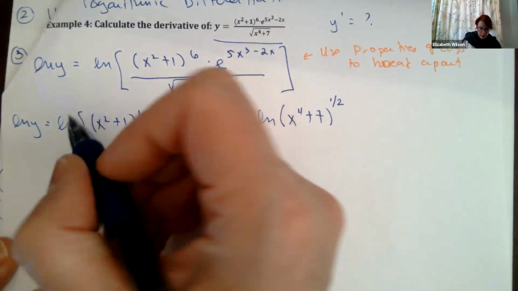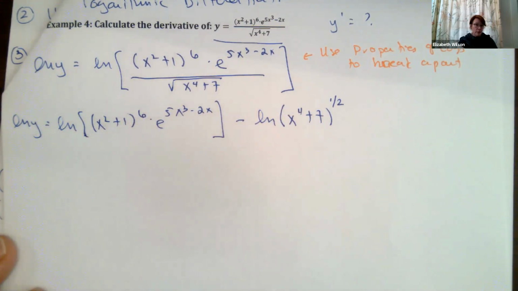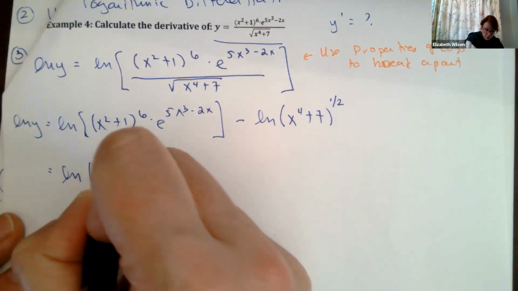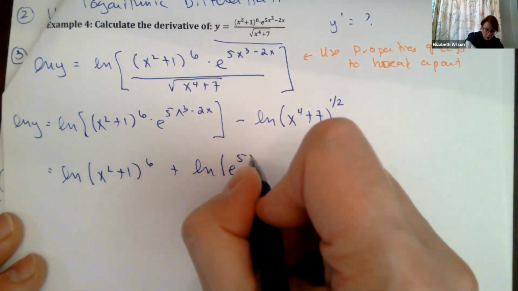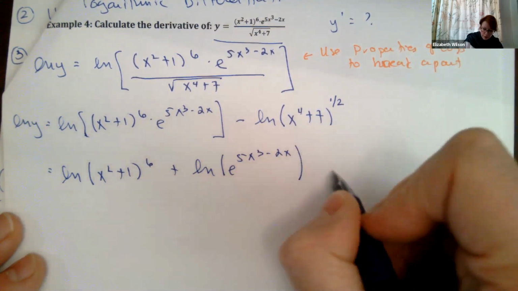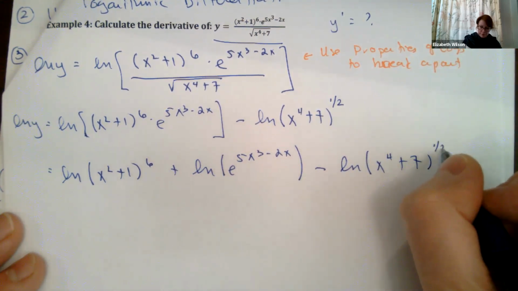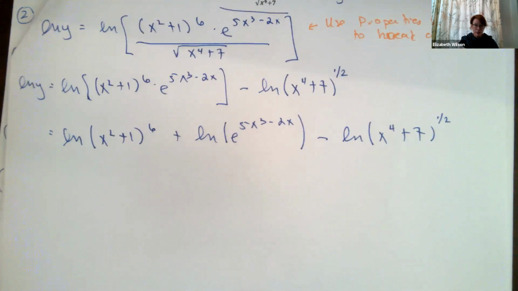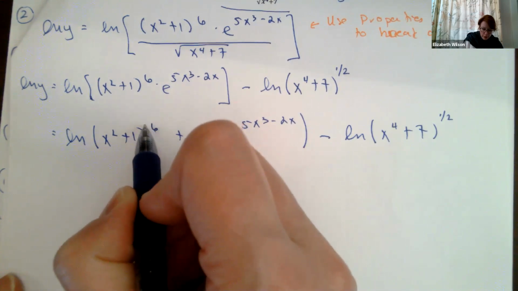Now look, I've got a product. I've got a term being multiplied by a term, so that means I can separate those with addition. So I'm going to go the natural log of (x squared plus 1) to the 6th plus natural log of e to the 5x cubed minus 2x, minus ln of (x to the 4th plus 7) to the 1/2. You guys ready? It's a lot of steps, but it's actually a little bit more straightforward than doing quotient rule. So let's exploit our exponents.